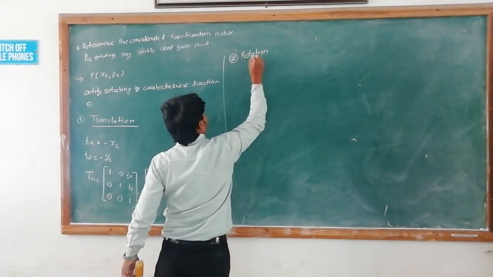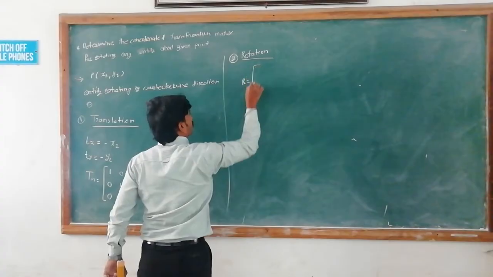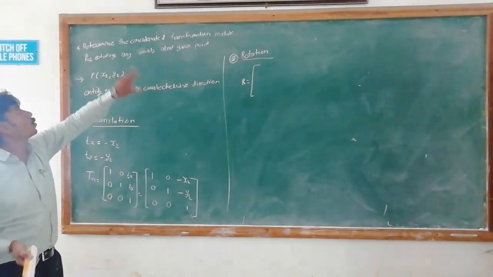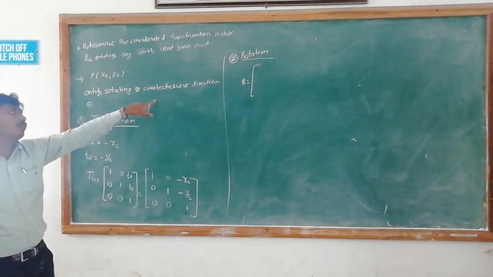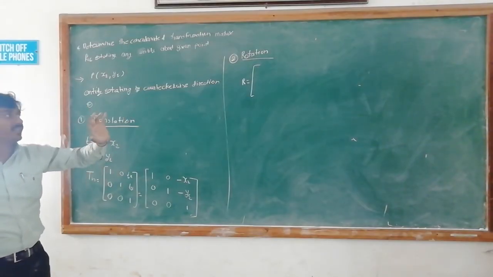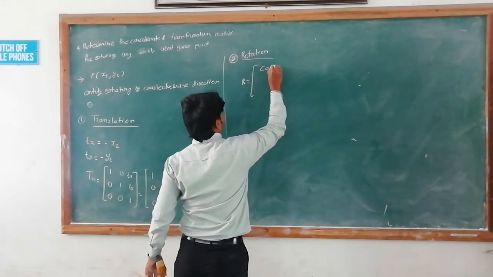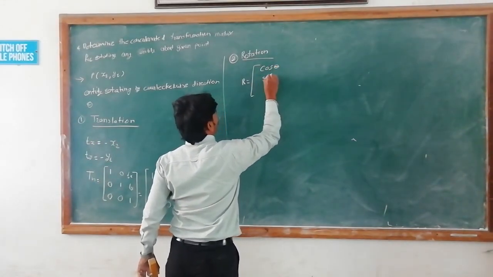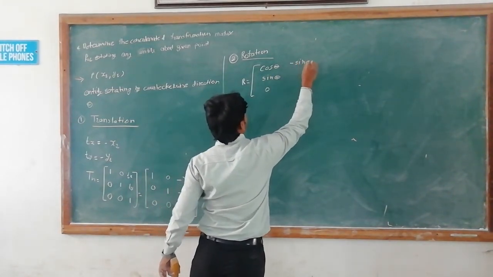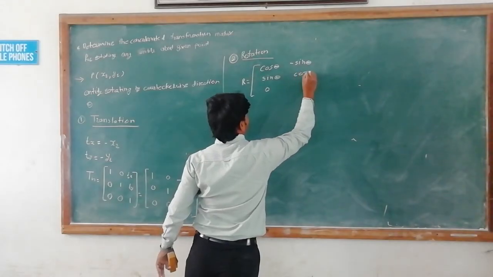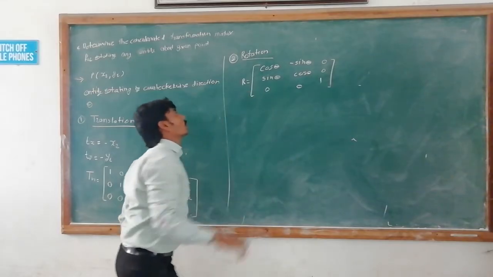So the rotation matrix is R, which means we have to rotate this entity by an angle theta in a counterclockwise direction. Counterclockwise direction means we take theta as positive, and our rotation matrix is cos theta, sin theta, 0, minus sin theta, cos theta, 0, 0, 0, 1. This is our rotation matrix.